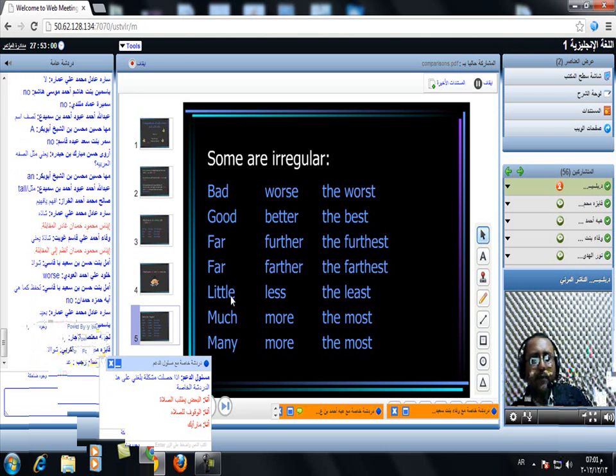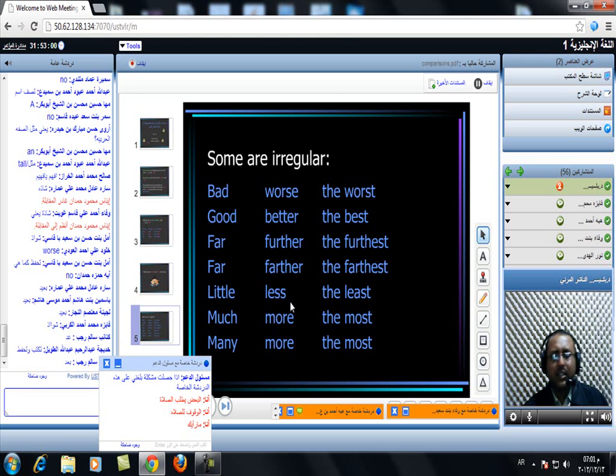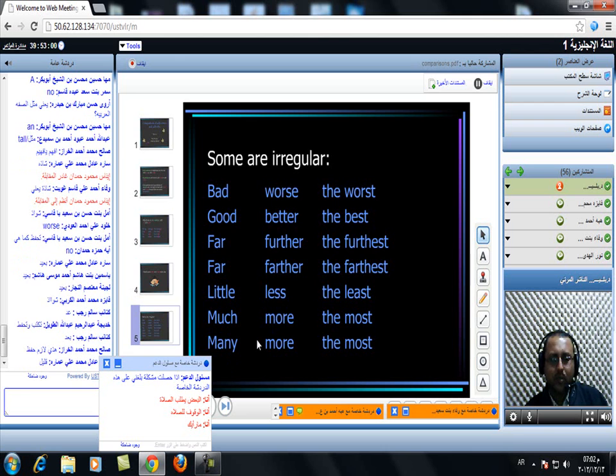Okay, little, less. What is the comparative form of little? It is less. The least is the superlative form. Much, you know much and many. Can you tell me the difference between much and many? Write it in English please. Write the difference between many and much in English.